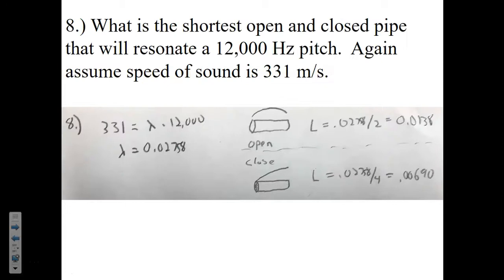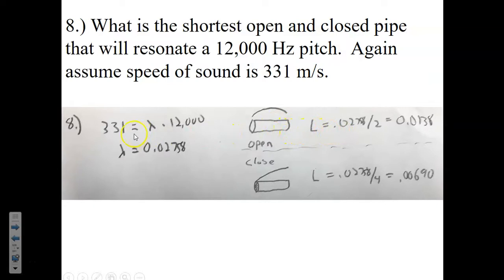Okay. What is the shortest open and closed pipe that will resonate a 12,000 hertz pitch? Again, assume the speed of sound is 331. So we'll start with an open pipe, the pipe that's open on both ends. If it's open on both ends, my first harmonic is going to be where half of a wave fits between the pipe.